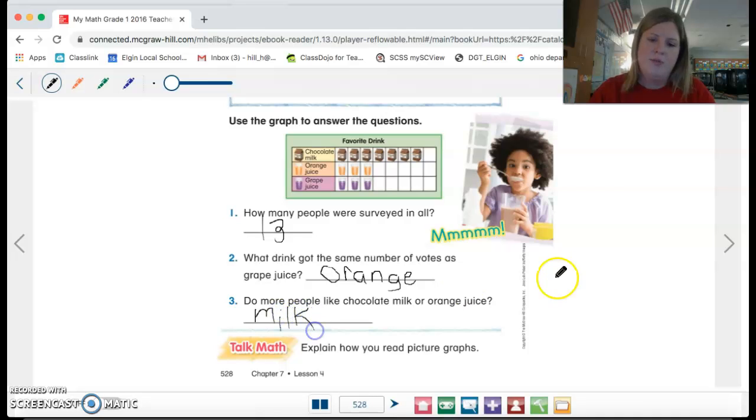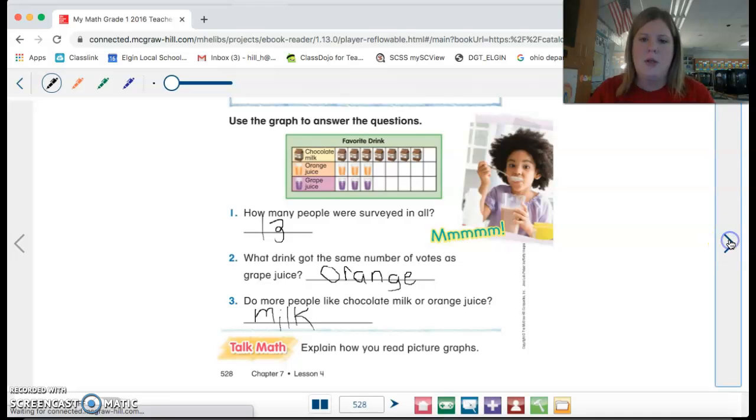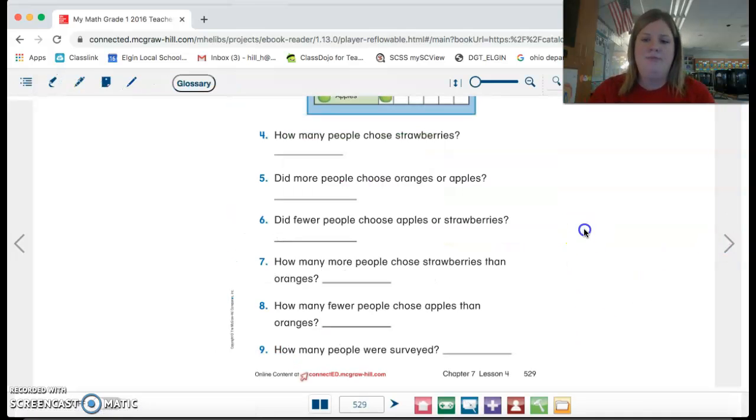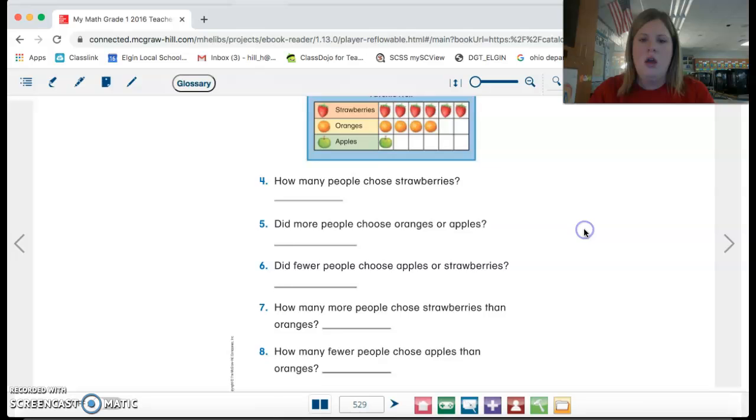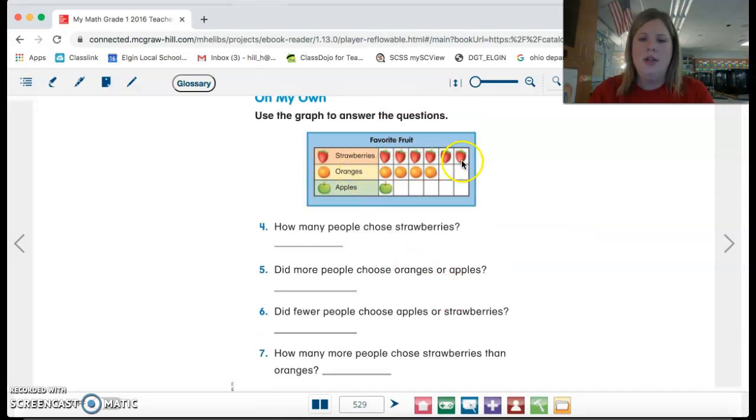All right. I'm going to move to our next page. So you're going to flip your packet like a pancake. And you should be on the page at the top where it says on my own. And it has a graph of strawberries, oranges, and apples. All right, so we have strawberries, we have oranges, and we have apples, okay?